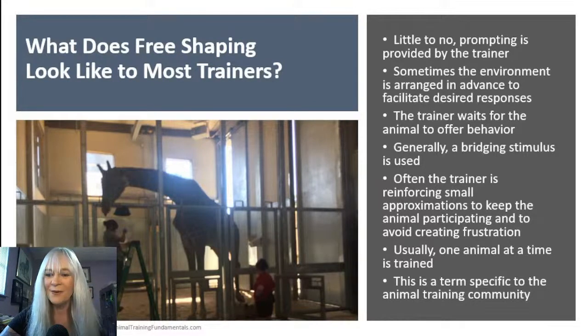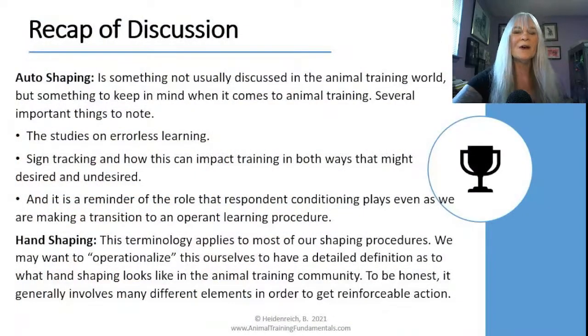Okay, look at that, we're almost at the top of the hour. So just to recap, auto shaping is something not usually discussed in the animal training world, but something to keep in mind when it comes to animal training. Several important things to note. I think the studies on errorless learning are kind of cool, and like I said, that reference will be on animaltrainingfundamentals.com for those of you interested in that.